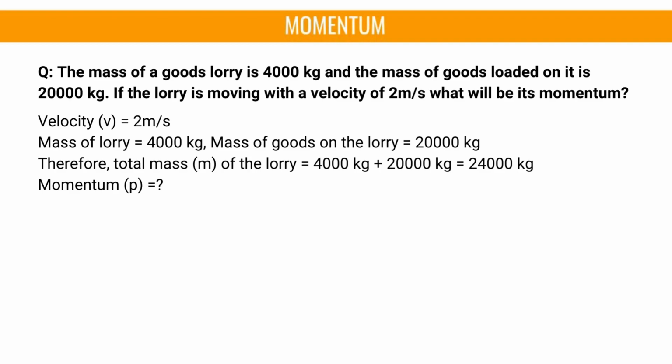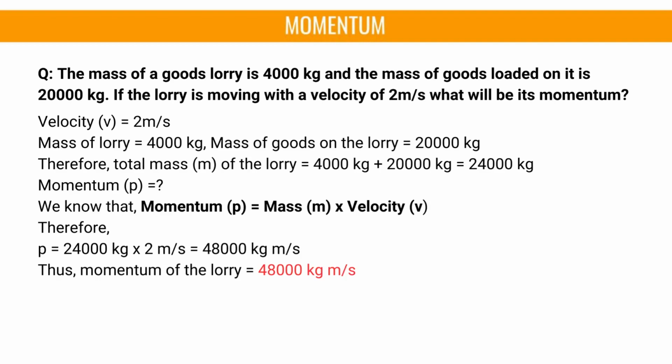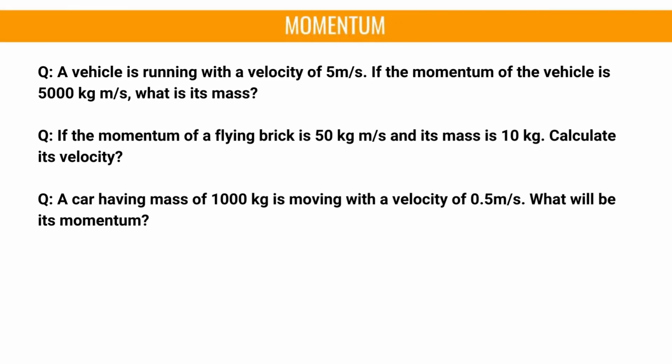Momentum, p, is unknown. We know that momentum, p, equals mass, m, multiplied by velocity, v. Therefore, p equals 24,000 kilograms multiplied by 2 meters per second, which is 48,000 kilogram meters per second. Thus, the momentum of the lorry is 48,000 kilogram meters per second. I hope you understood how to calculate momentum.